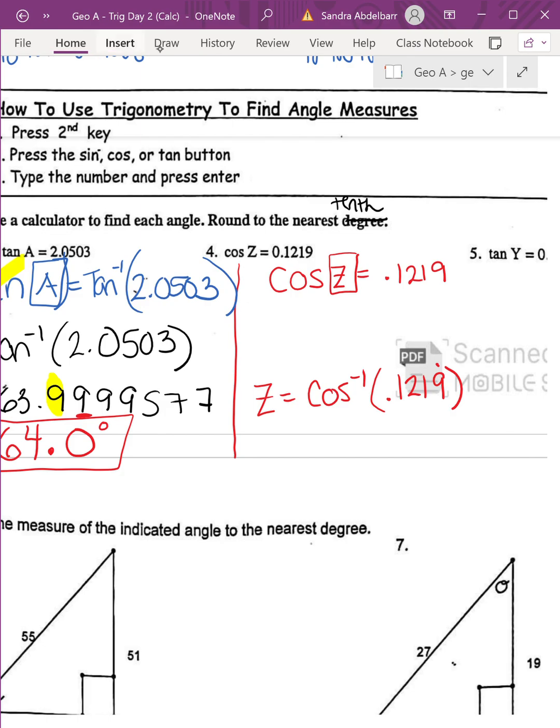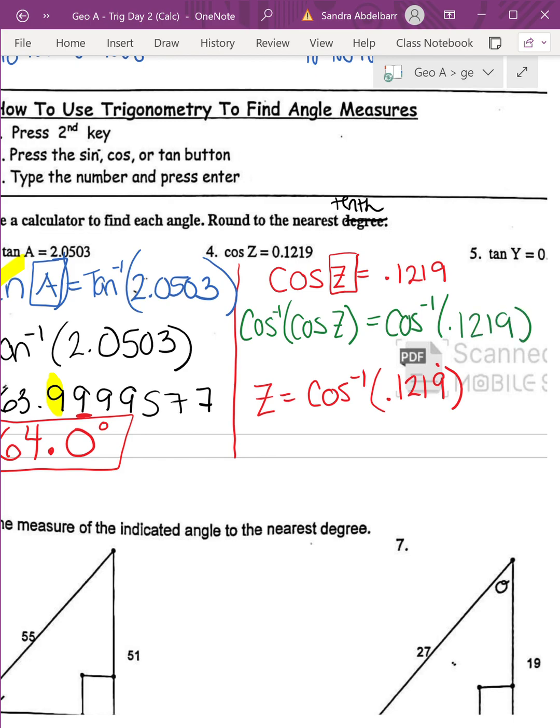So now, on both sides, I'm going to do cos raised to the negative first power. That's the inverse of cosine, equals cos to the negative first power, inverse of cosine of 0.1219. All right, these cosines cancel, so then we're left with z is equal to this. Now, that's not our answer. That's just what we're typing into the calculator, right?